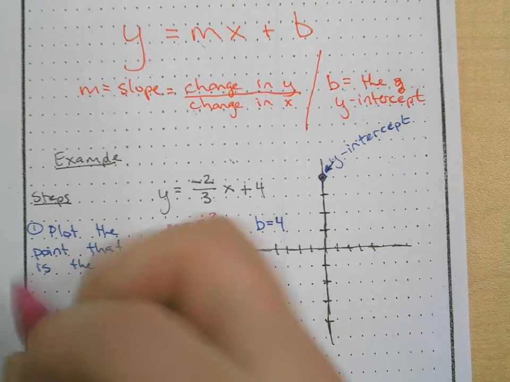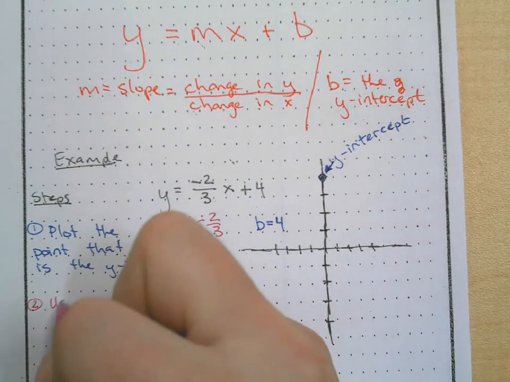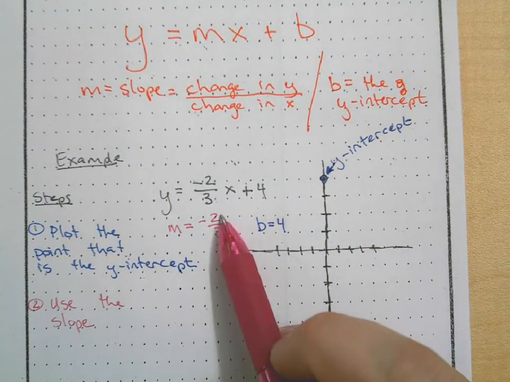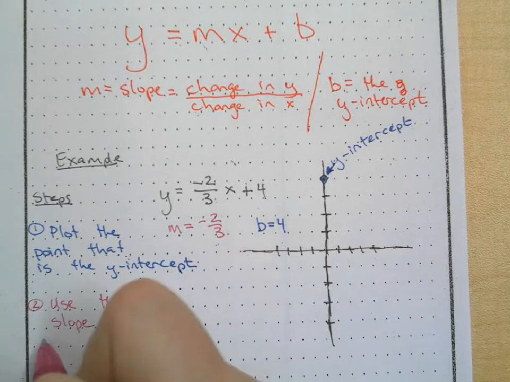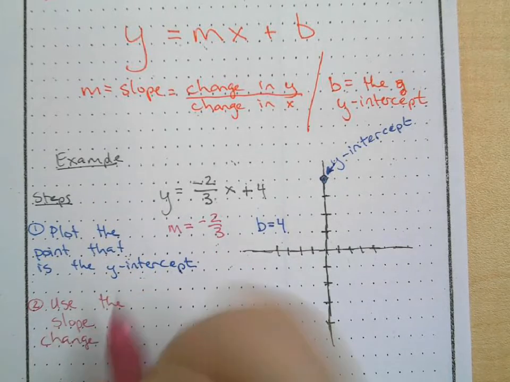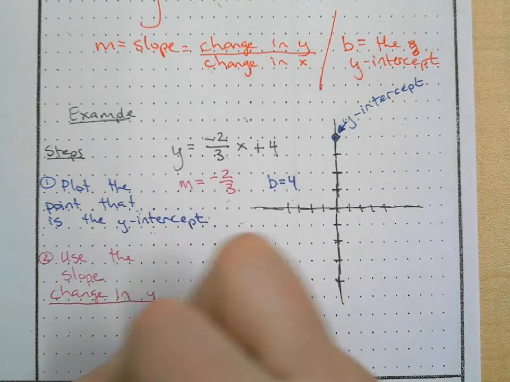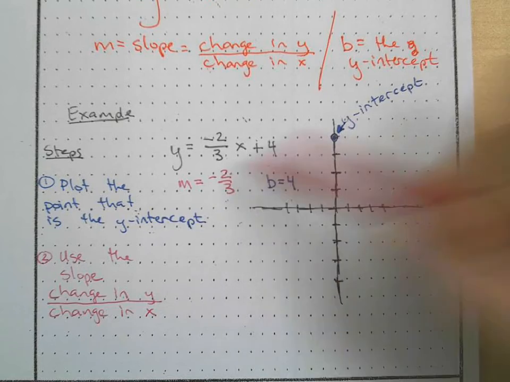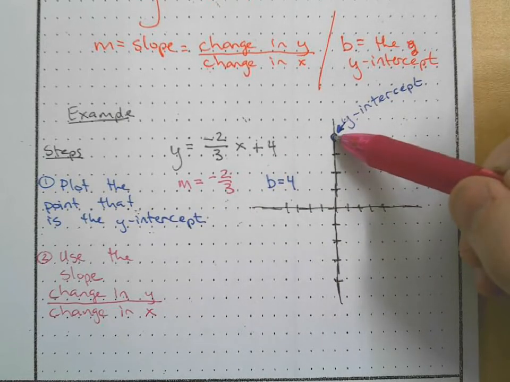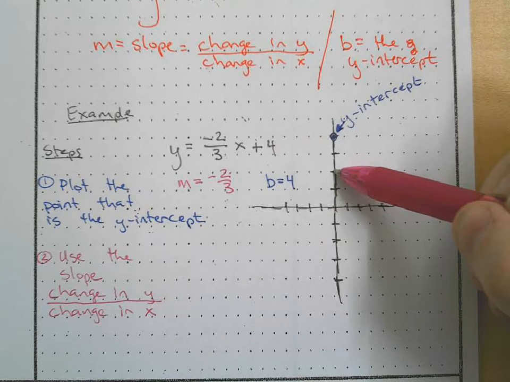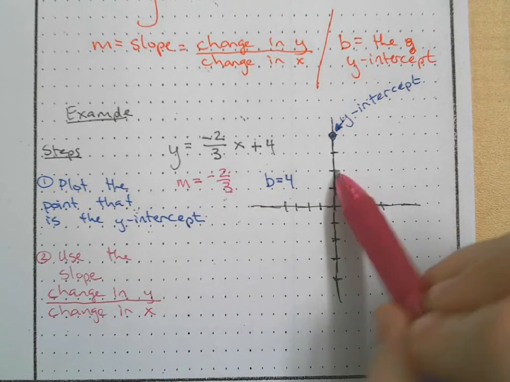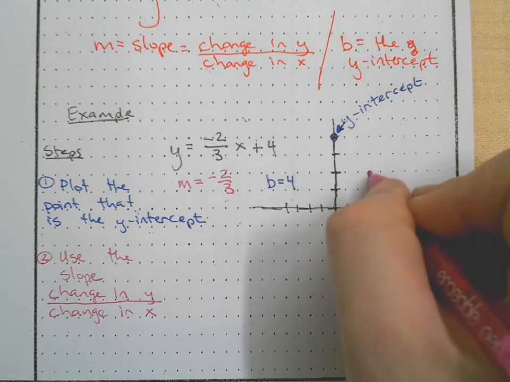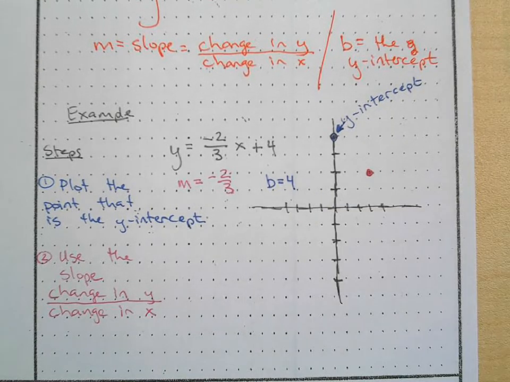Next, our second step, step 2, use the slope. So my change in y over my change in x. So my change in y is negative 2. So in the y direction, I'm going to change negative 2. So I'll go down 2. And then my change in x is a positive 3. So I'll go right 3 for positive. 1, 2, 3. I draw a point. And I can connect the dots.